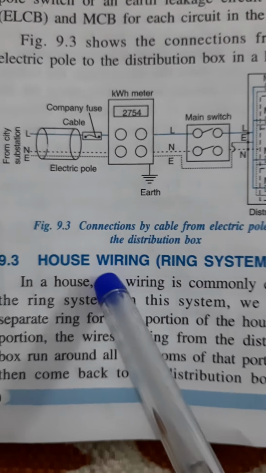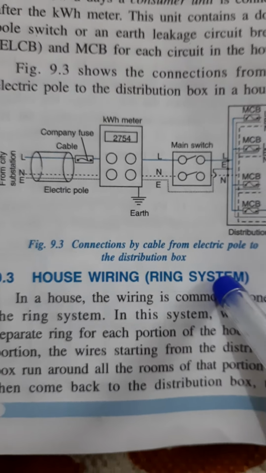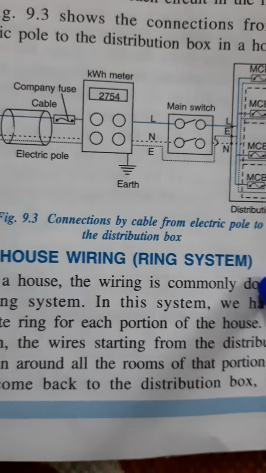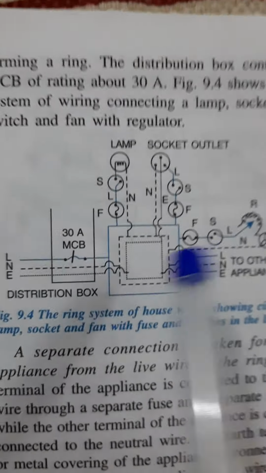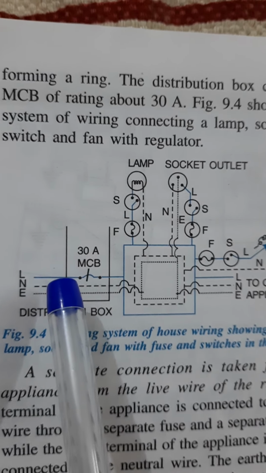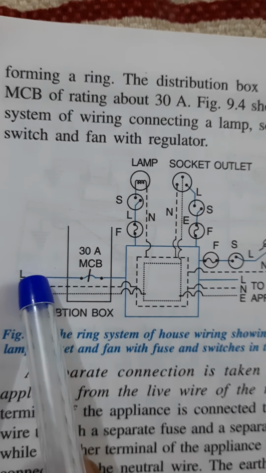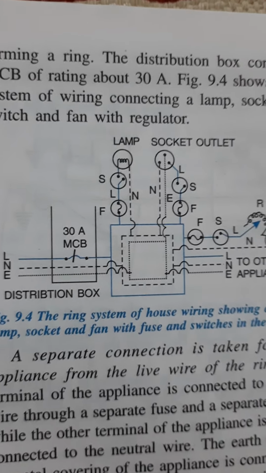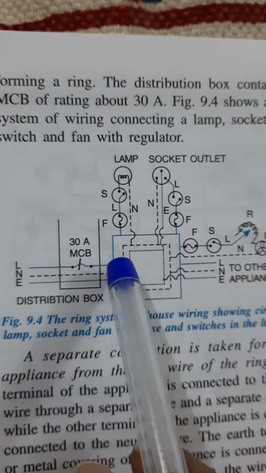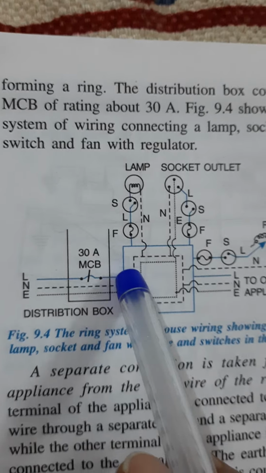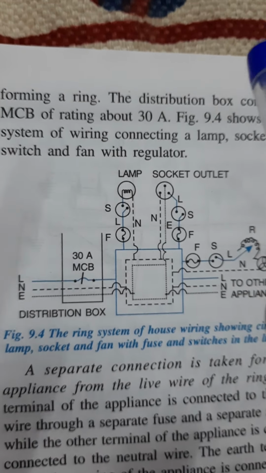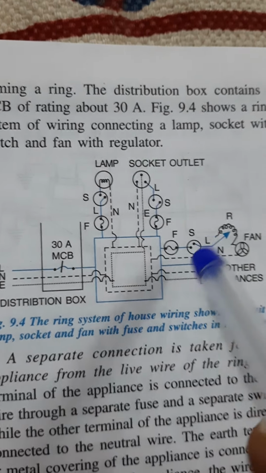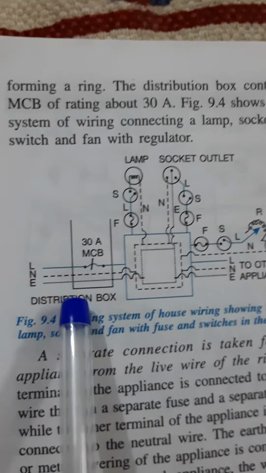Actually house wiring is done in our house with the help of two systems. One is the ring system, the other is the tree system, but in your syllabus there is only the ring system, so I will explain the ring system. Keenly observe all the important points regarding the ring system. I already told you that current will flow from the live wire and enter one particular room. This shows how electricity is connected in one particular room. Here three electrical appliances are shown: one is a lamp, second is a three-pin socket or 3-pin plug, third is the fan. So very importantly observe this.